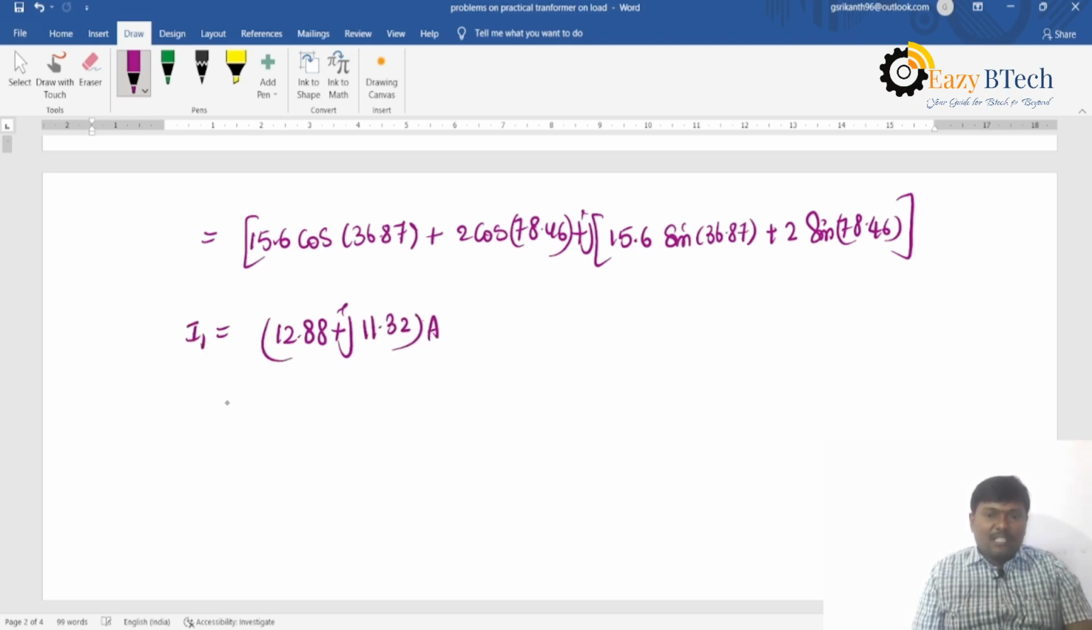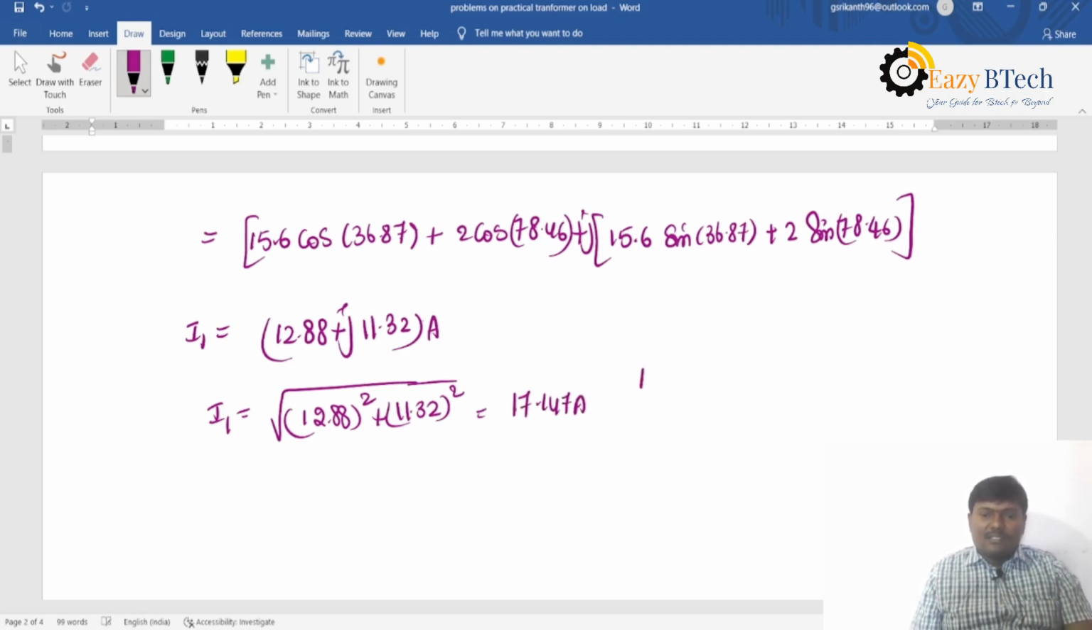This is called the primary current. Find the magnitude and phase angle. So it is the root of 12.88 whole square plus 11.32 whole square. That should be equal to 17.147 amperes. And the primary current is 17.147 amperes.